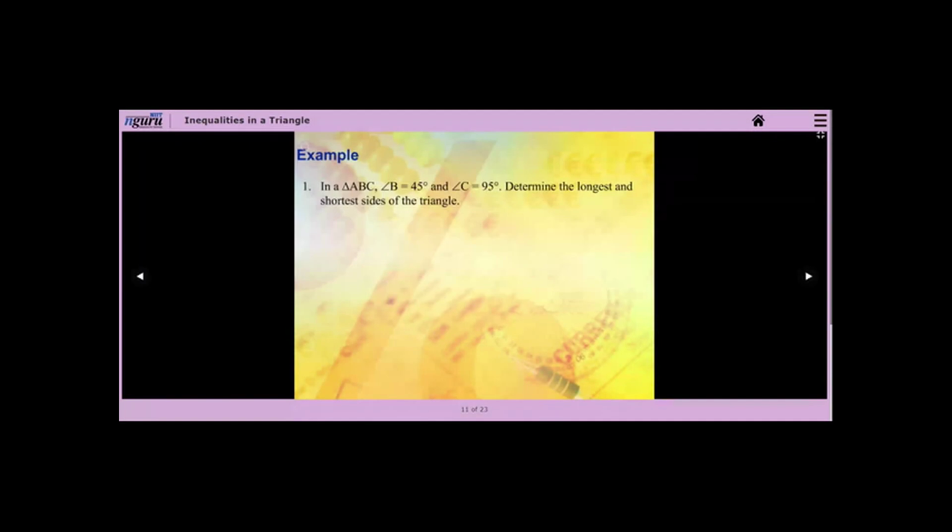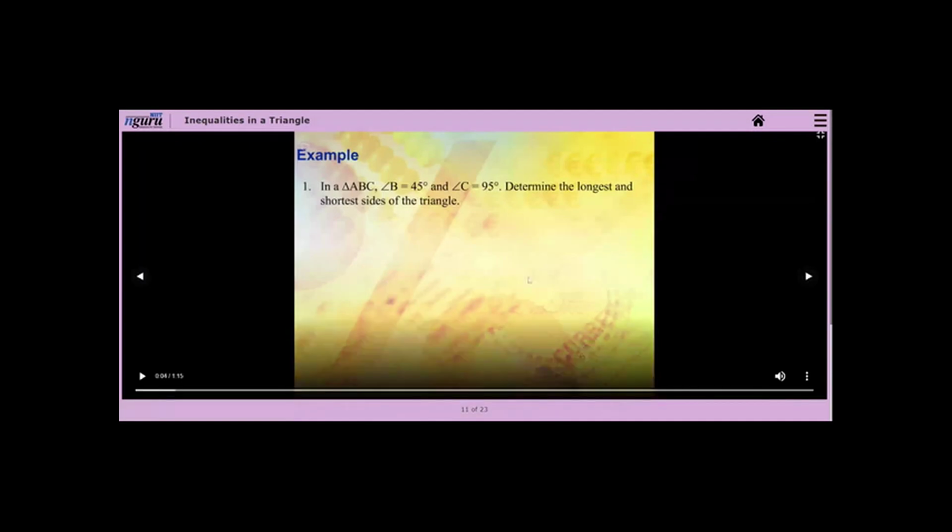Let's consider some illustrative examples. So what is the answer for this? Angle B is 45, angle C is 95. Which is the longest and which is the shortest side of the triangle? AB is greater than AC, ma'am. No, you have to tell which is the longest side and which is the shortest side. You should not say AB is greater than AC. AB is the longest side, ma'am. Longest. How much is angle A?